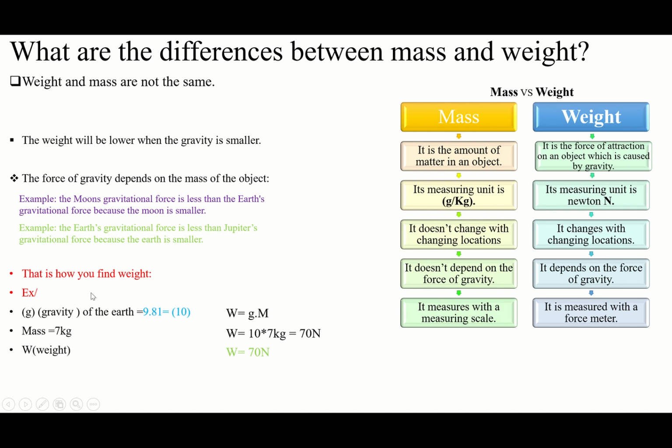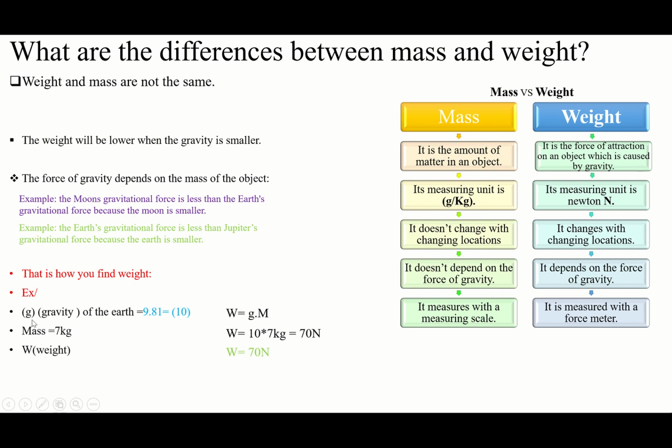And guys, that's how you find weight. How can we find weight? For example, you say, okay, how can I know if the mass is constant? We can just measure it and we can know it. But how can I know the weight of something? So guys, if you just have the mass of the object, you can find the weight easily.